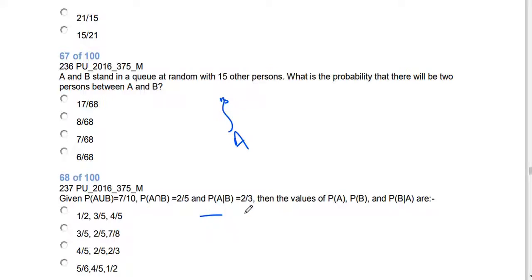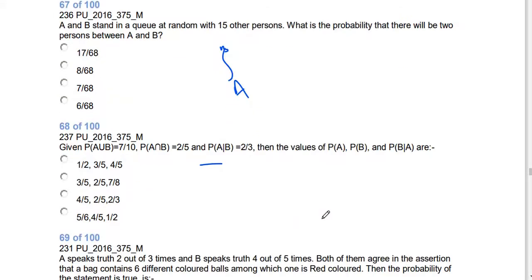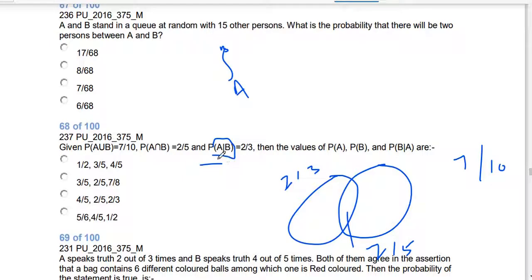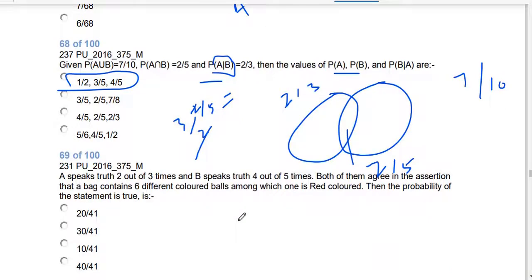You can just apply the formula. See, when you draw the diagram, then you can easily understand. We have probability of A union B is 7 upon 10. Then A intersection B is 2 by 5. Then we have 2 by 3 for A given B. A given B means A intersection B divided by B. Generally, we can say that the probability of A given B is A intersection B divided by probability of B. Here you can get the probability of B value also directly. See, when you apply 2 by 5 equal to 2 by 3 times probability of B, you got probability of B equal to 3 by 5, then this is the answer. Yeah, you can get a direct answer also. This is really a simple question.